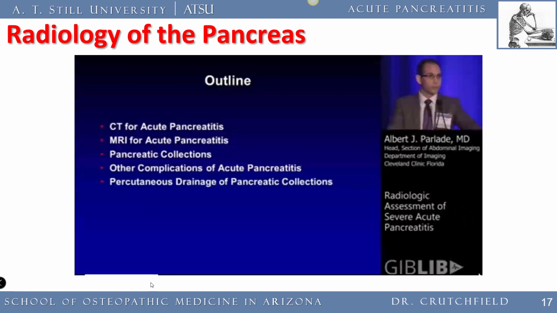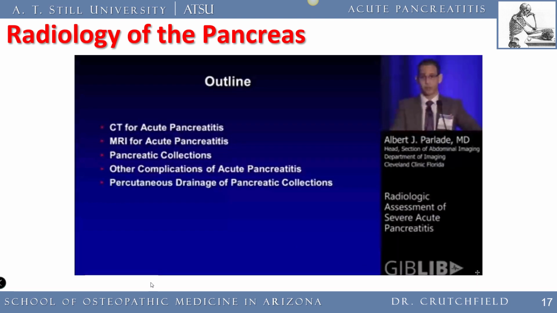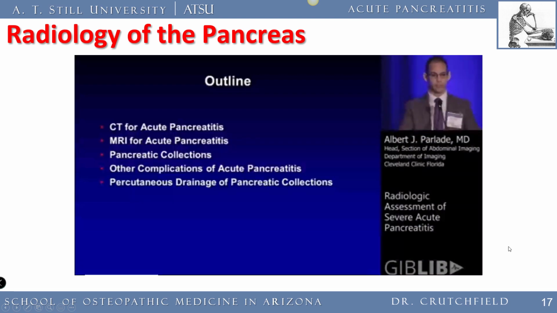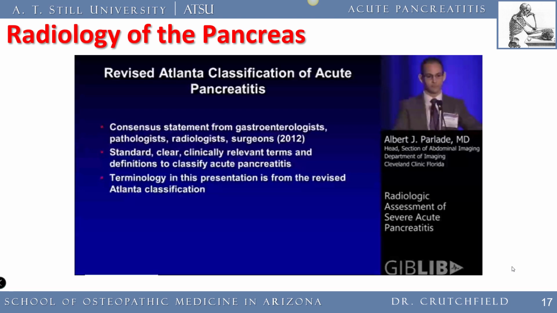What I'm going to talk about is first CT scan for acute pancreatitis. This is the mainstay for imaging for acute pancreatitis, so we're going to talk about that first. We're also going to discuss MRI for acute pancreatitis. We're going to discuss the classification and appearance of various pancreatic collections, and I'm going to show you some images of those. We're also going to discuss other complications of acute pancreatitis and their imaging appearance. And then last, we'll touch on percutaneous drainage of pancreatic collections.